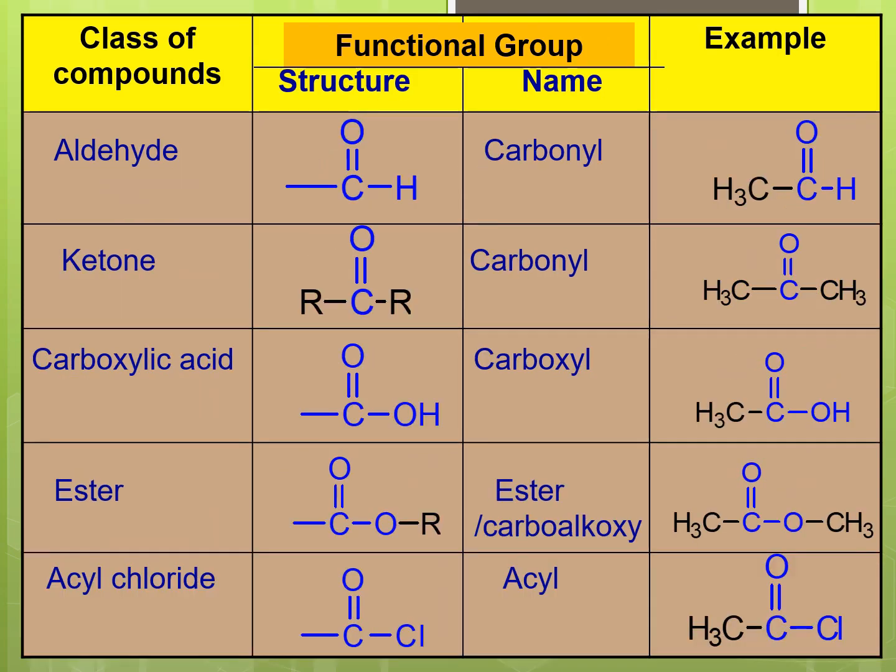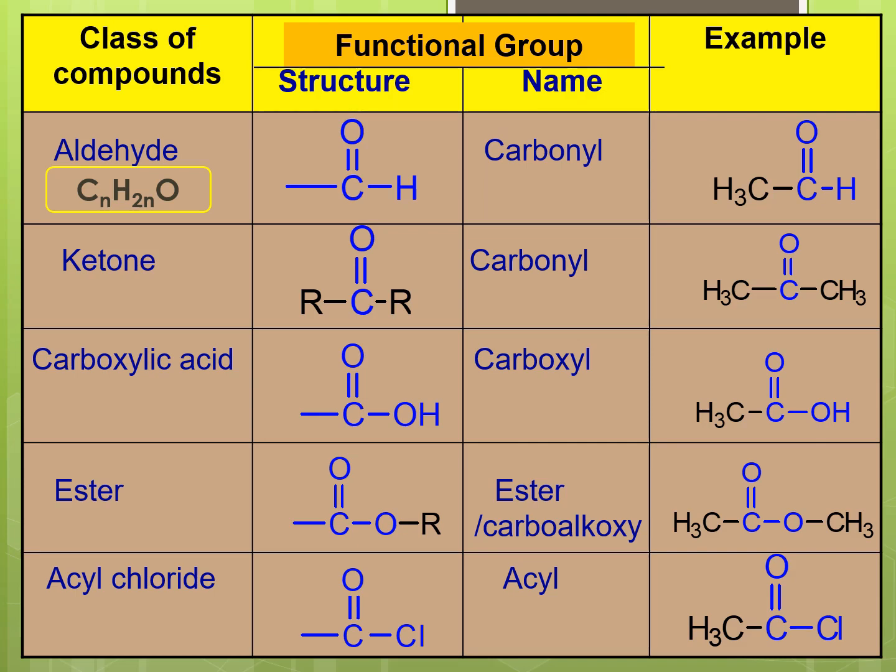Next, aldehyde. The structure of the functional group is C double bond O, H, so the name of the functional group is carbonyl. Ketone: the general formula is C double bond O, R. The name of the functional group is also carbonyl. Carboxylic acid, C double bond O, OH, so the name of the functional group is carboxyl.